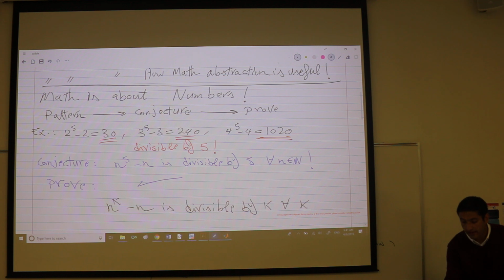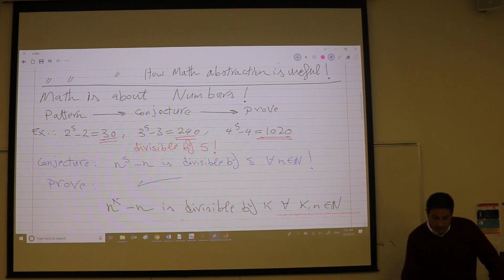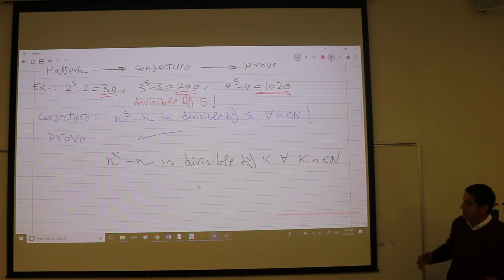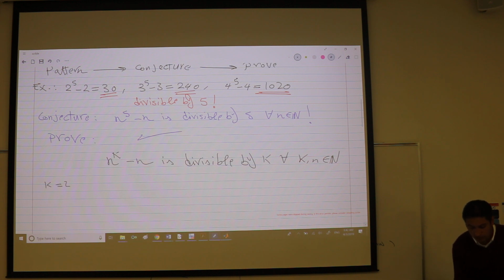For all k and n natural numbers. And before you go and just boldly prove it, just try to play with numbers and examples. So k equal 2, try n squared minus n, and it works. And it's very easy to prove. This is the easiest. K equal 3, k equal 4, k equal 5, you already did it.